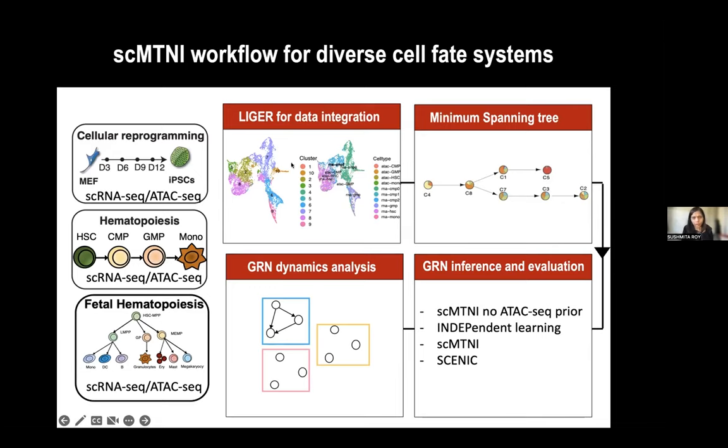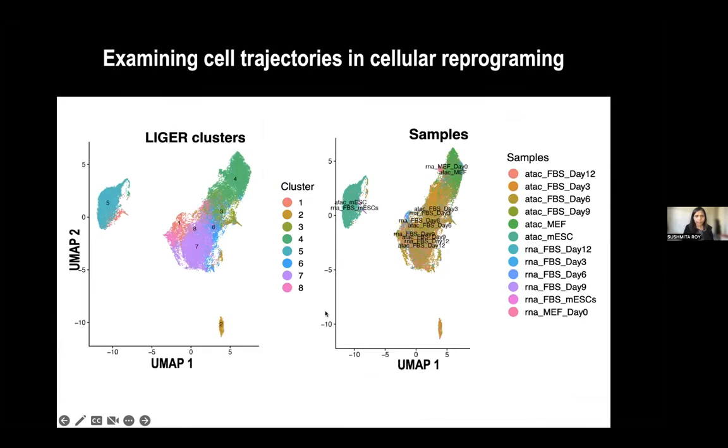So the overall workflow is where we use an existing data integration approach. We use Liger, which was pretty good in terms of integrating RNA and ATAC. And what we get out of integrated cell clusters, we feed that through a minimum spanning tree learning framework. So we use a minimum spanning tree approach to represent the lineage structure, then we feed that into network inference, and then we get networks out.